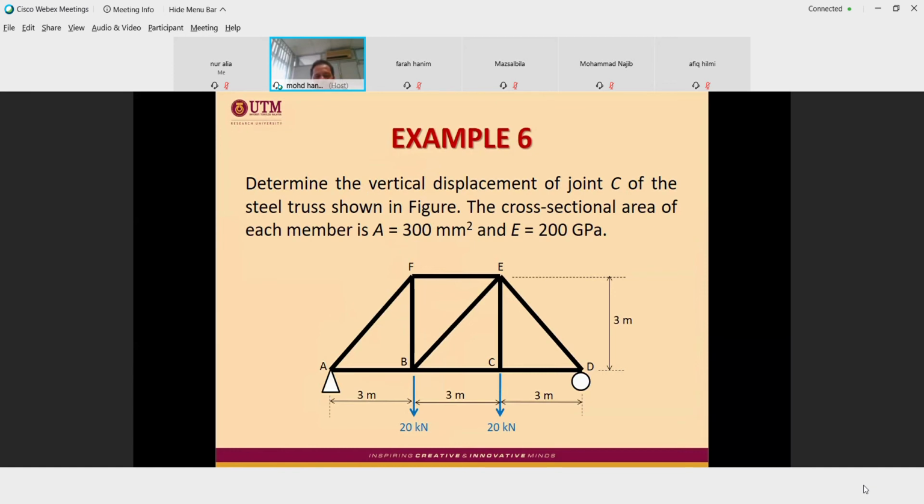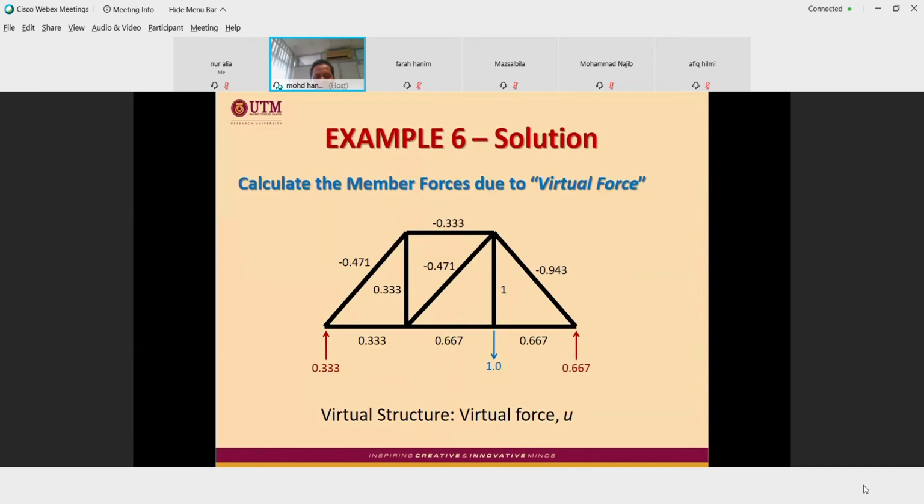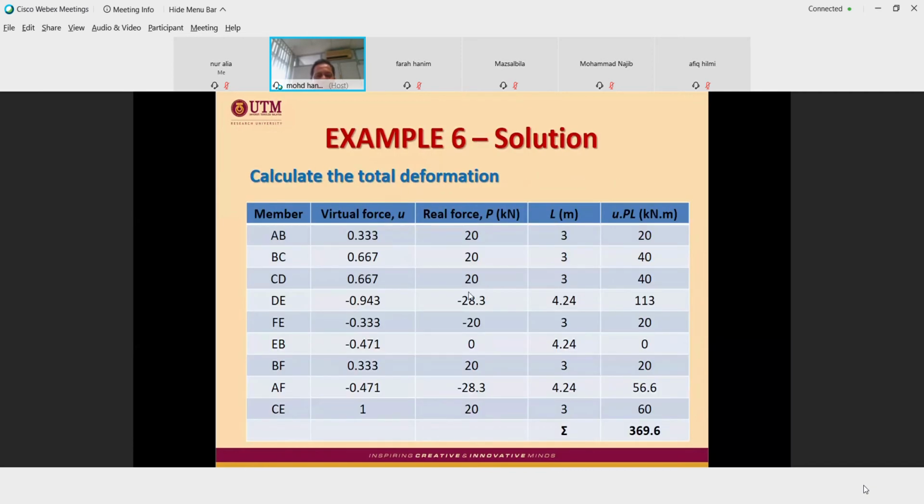If A is not constant and E is not constant, then you have to insert another two columns here. Column for A, column for E. Similar to L. L is not consistent, not constant. Therefore you need a column here. Okay. I hope I answered the question.